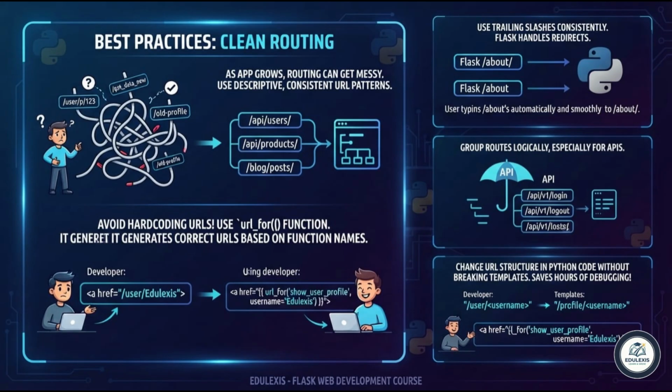Instead, use url_for. This function generates the URL for a given function name. For example, url_for('show_user_profile', username='Edulexis') will generate the correct URL path for that route. This way, if you ever change your URL structure in your Python code, your templates don't break. It's a small detail that saves hours of debugging later on.